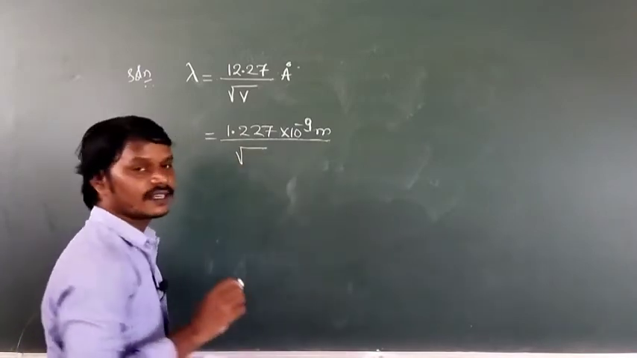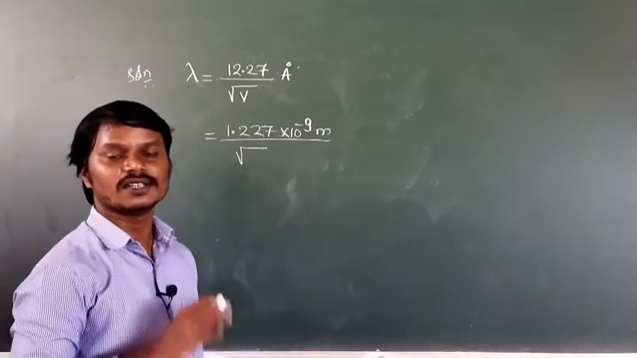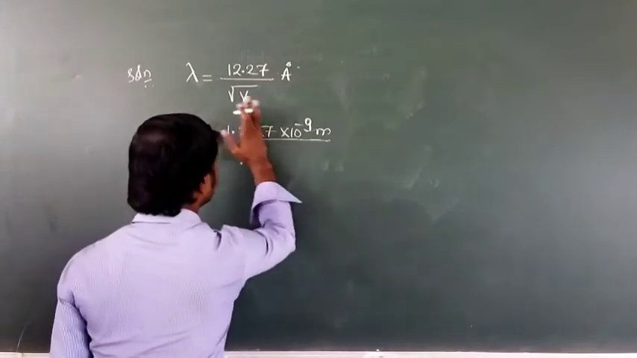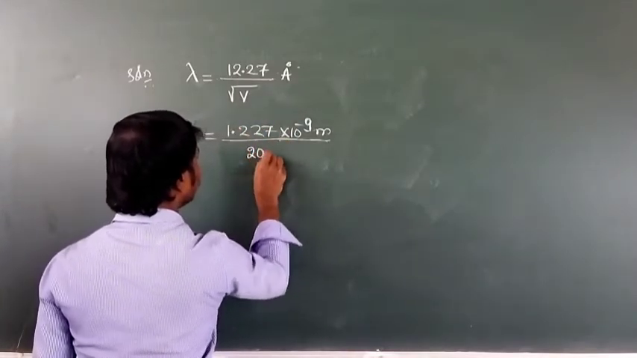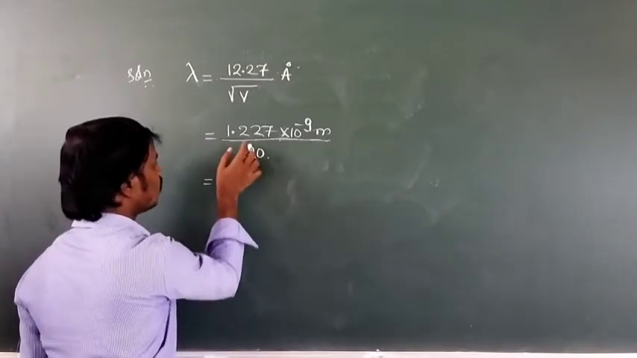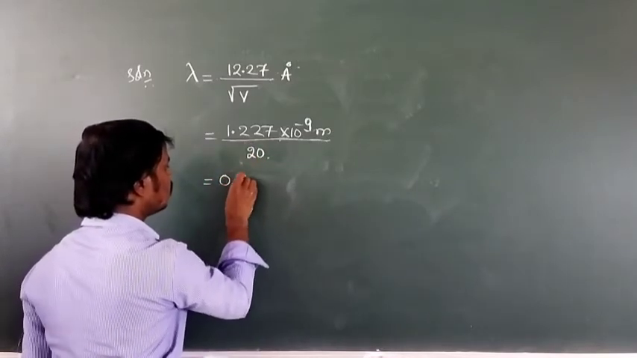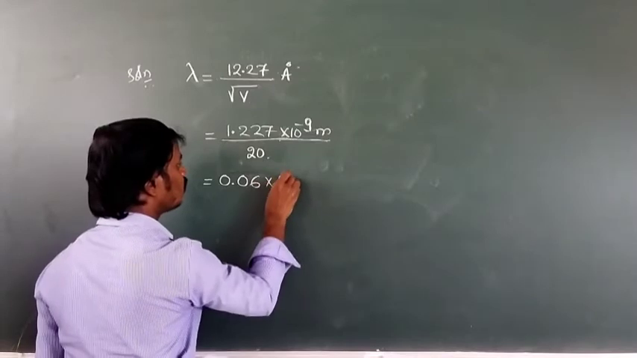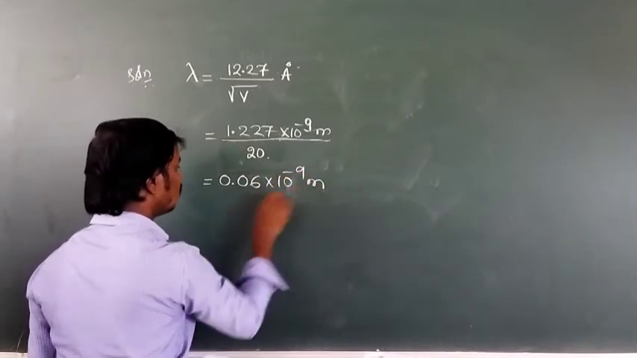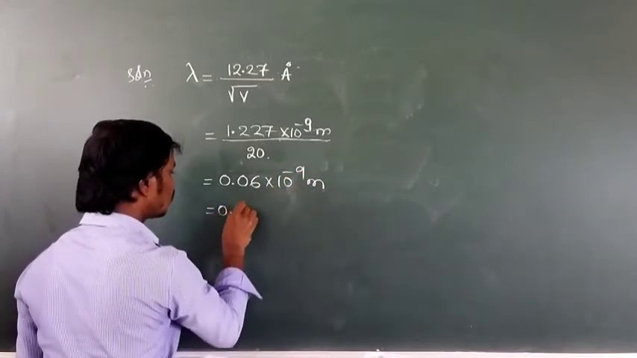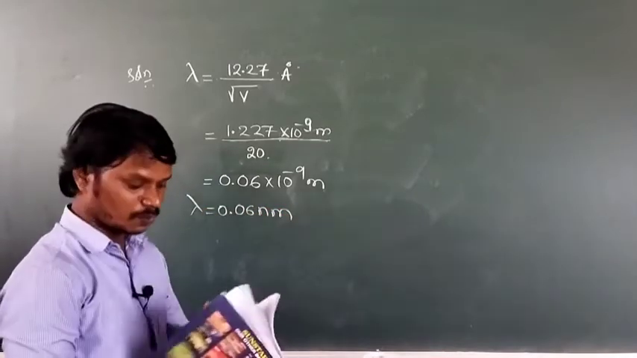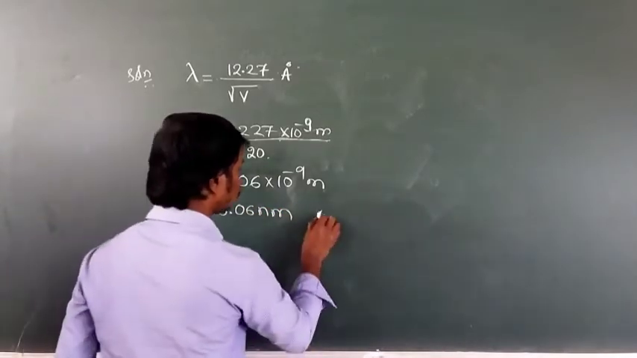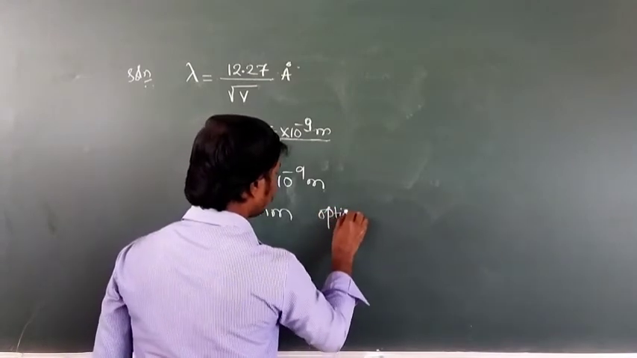So here the accelerating potential is 400. Square root of 400 is 20. Hence on solving this one we will get 0.06 into 10 to the power of minus 9 meter. Hence it is 0.06 nanometer. Then this is the correct answer. So fourth option is the correct. Option 4 is correct.